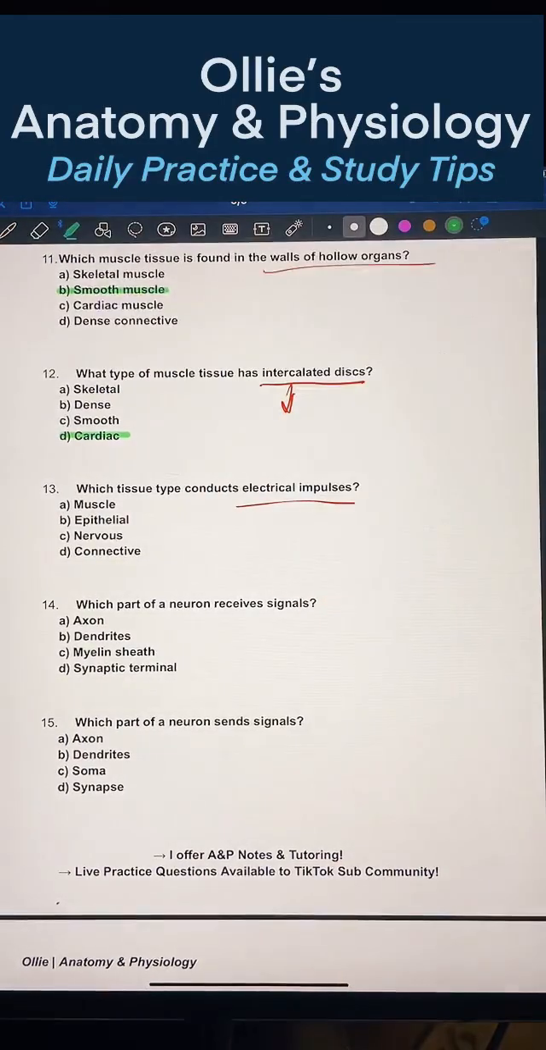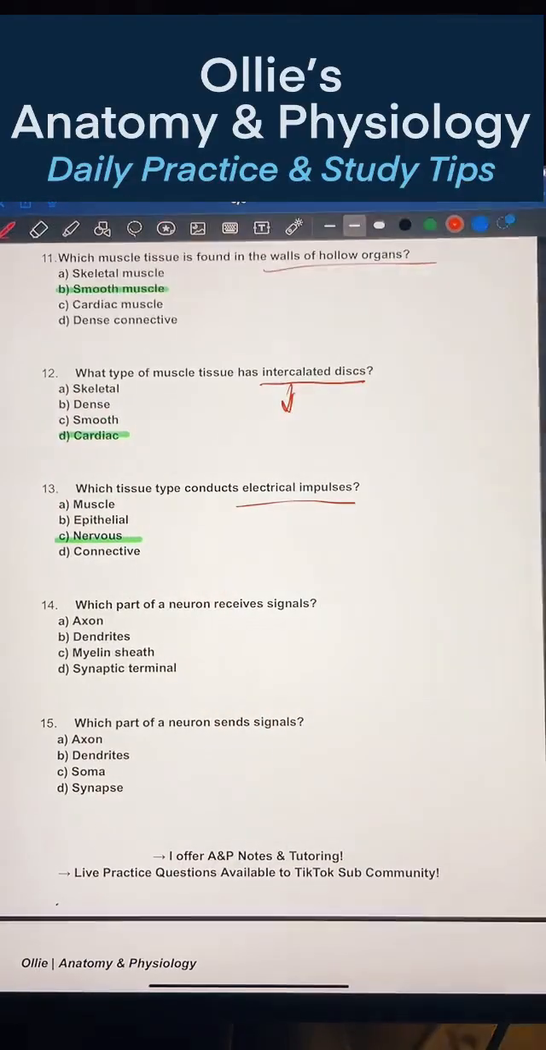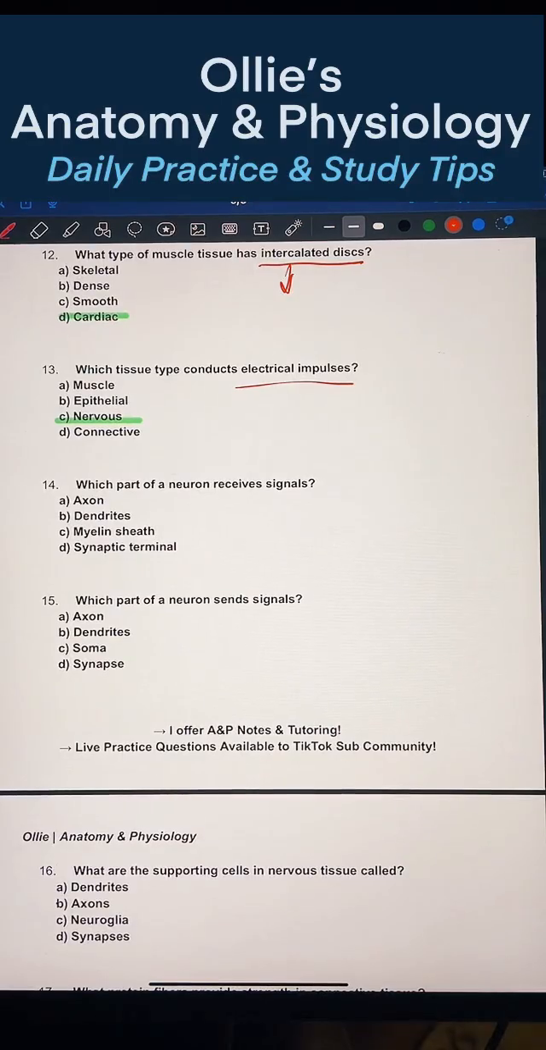The answer for this is nervous tissue. Nervous tissue, think we have communication and electrical impulse conduction. It's going to help with communication in our body. Number 14, which part of a neuron receives signals?